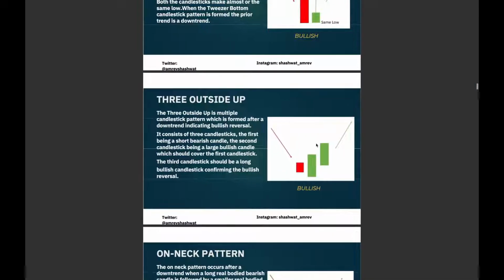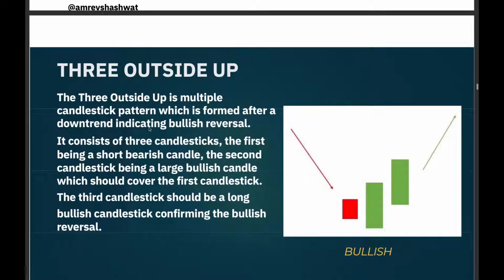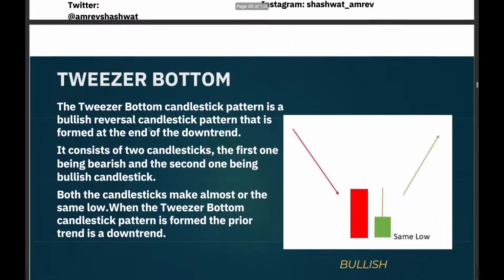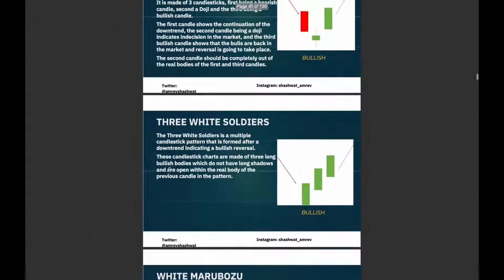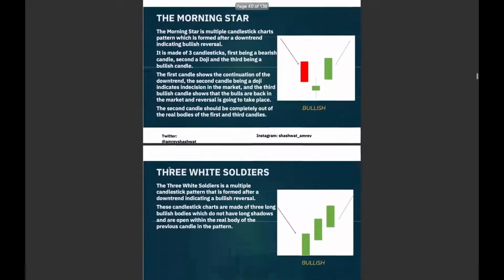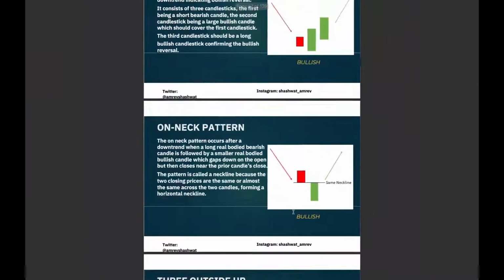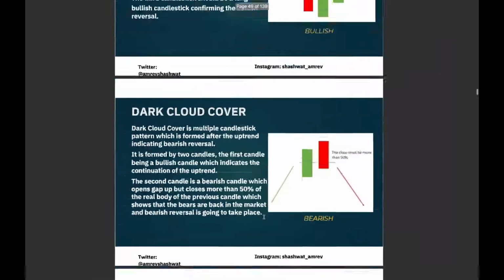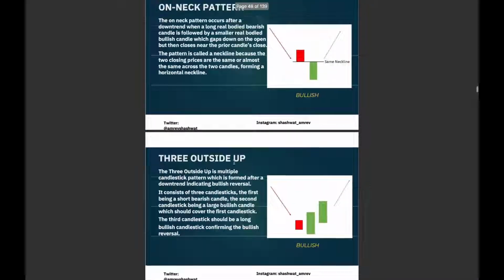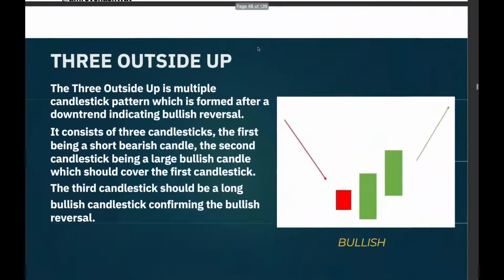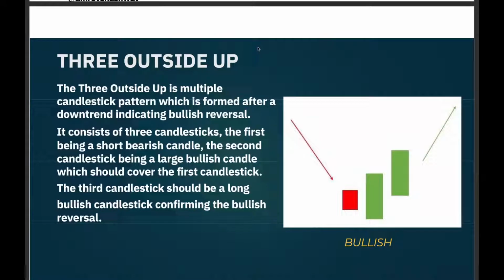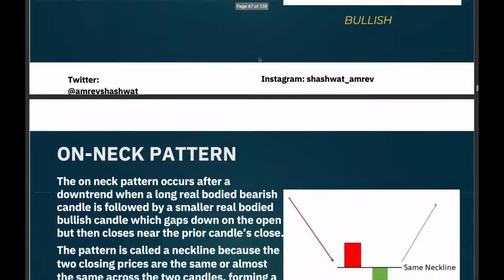And trust me, these will not work a lot, because this doesn't work for me. Up to this place, tweezer bottom, bullish harami, three inside up, white Marubozu, three white soldiers, morning star, these will work a lot. But coming to this, three outside up, on neck pattern, dark cloud cover, these will not work. So these three, four patterns, just learn so that you have the knowledge. If any day someone asks you, bro, do you know this pattern? Yeah, I know this. This is a three outside up.